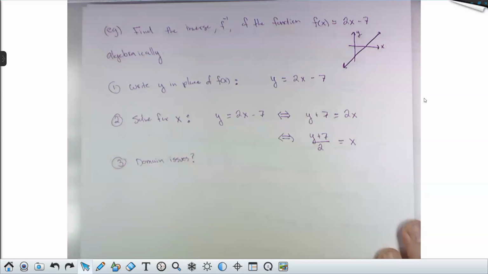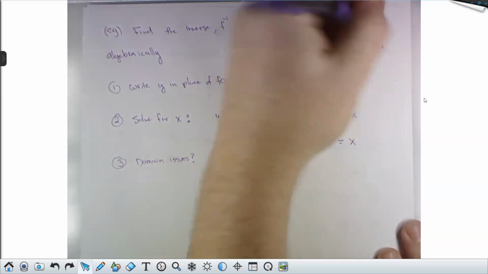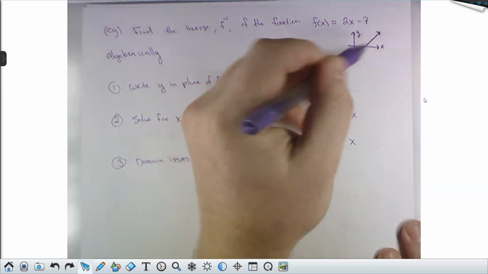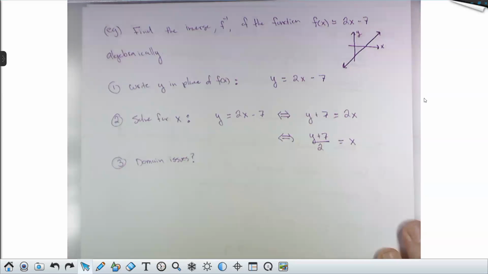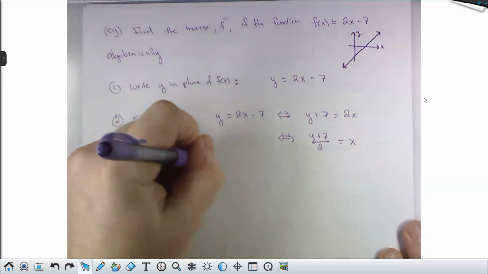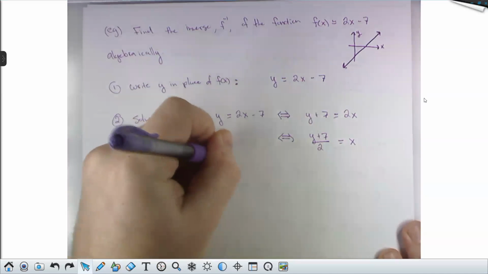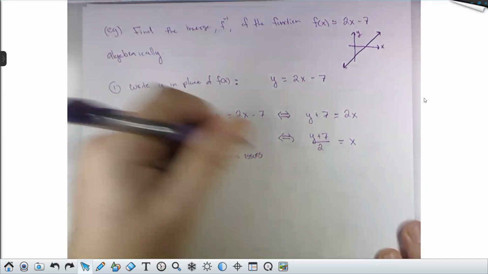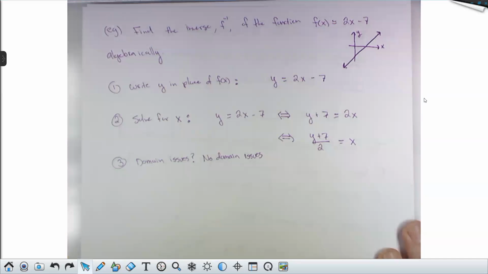That looks like this. This function is one-to-one. I don't have to restrict the domain, right? No matter where you draw a horizontal line here, it'll hit this graph at most once. So there were no domain issues. So we don't have to worry about anything here.